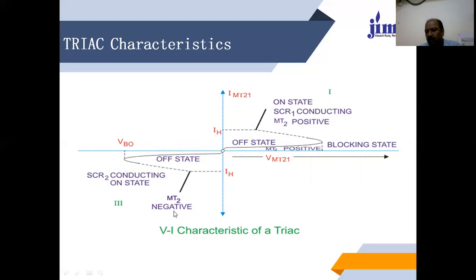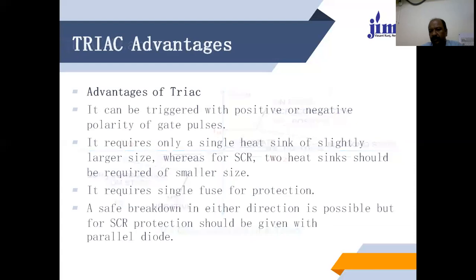So the triac is just like a two-way structure of the SCR. The SCR operates in a single mode, while the triac operates in two modes, in the negative half cycle or the positive half cycle. These are the main advantages of the triac. It can be triggered with positive or negative polarity of gate pulses.